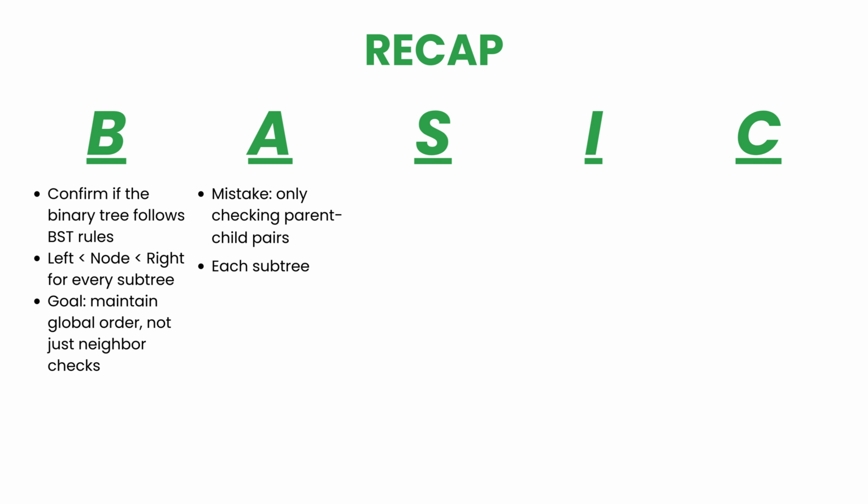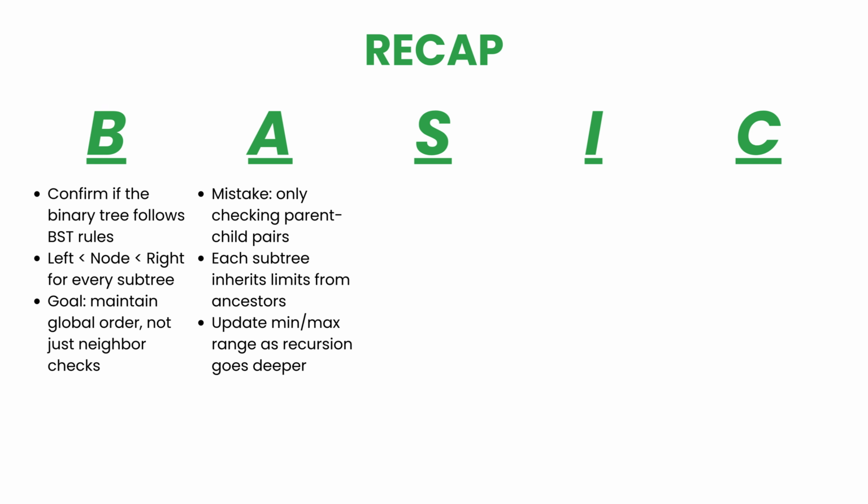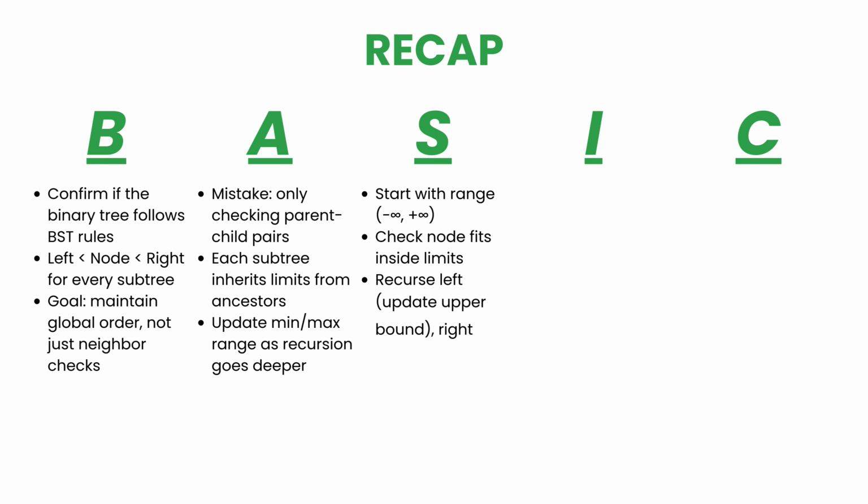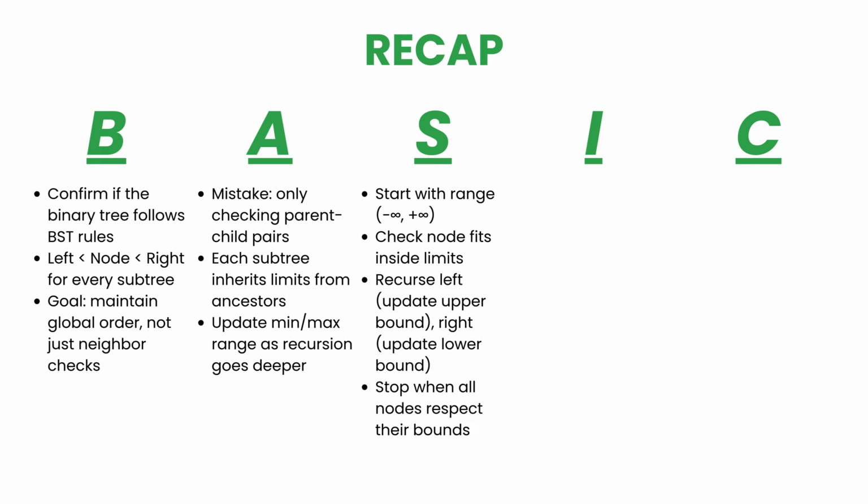We discussed how many people slip by only checking parent-child pairs. The trick is realizing that each subtree inherits boundaries from its ancestors. As we move down, we must update those value limits, shrinking the valid range for each recursive call. Our logic was simple but powerful. Start with a wide range, say from negative to positive infinity. For each node, verify it fits within that range. Then, move left with an updated upper bound and move right with an updated lower bound. The recursion ends cleanly when all nodes fit their limits.